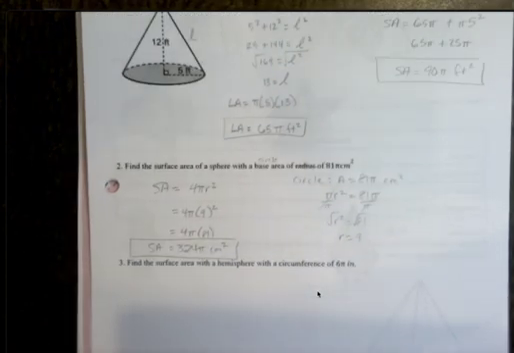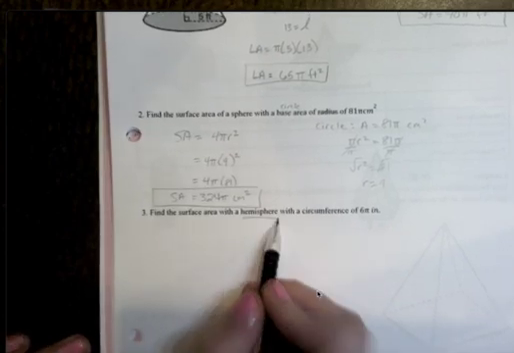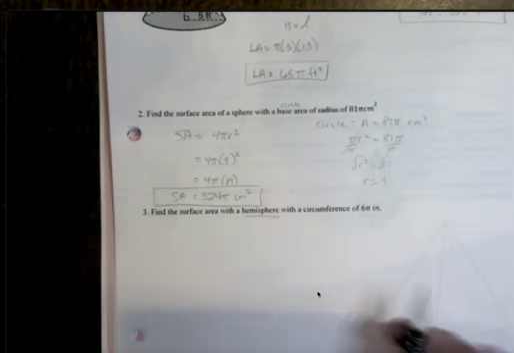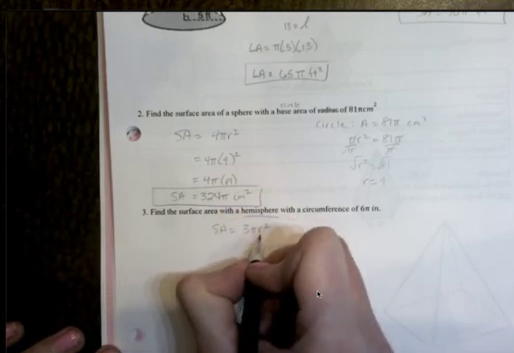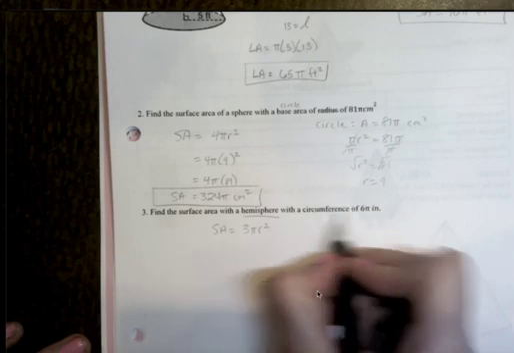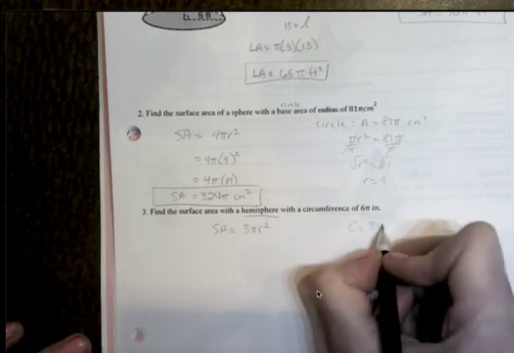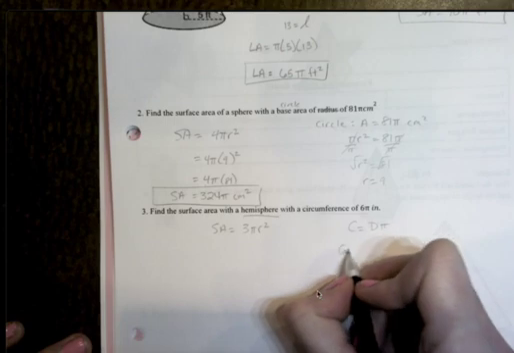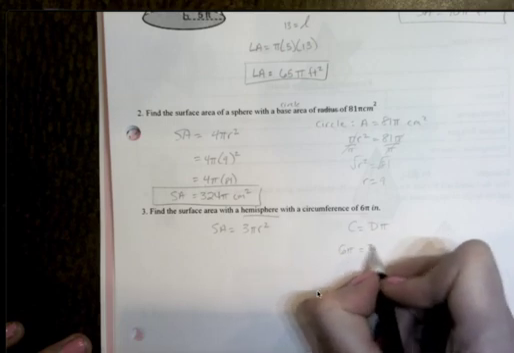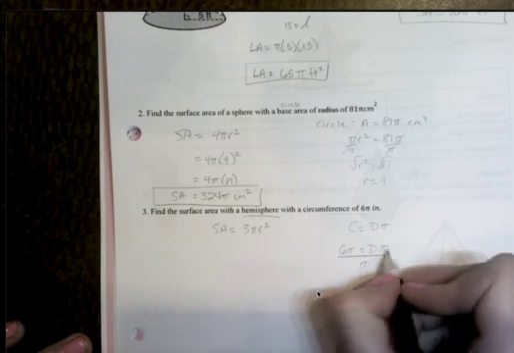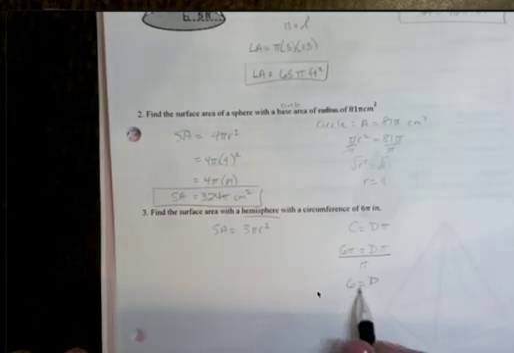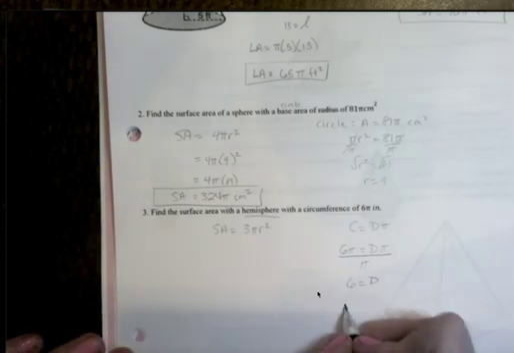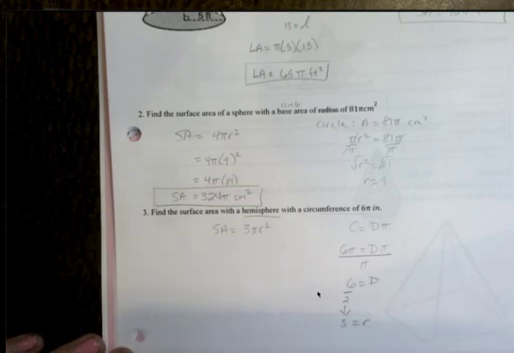Okay. This says find the surface area of a hemisphere with a circumference of 6 pi. The hemisphere surface area is 3 pi r squared, so I need to find r. This is circumference, and remember, circumference is the diameter times pi. So if 6 pi equals diameter times pi, I divide each side by pi and get a diameter of 6. Then divide by 2 to get 3 for the radius.